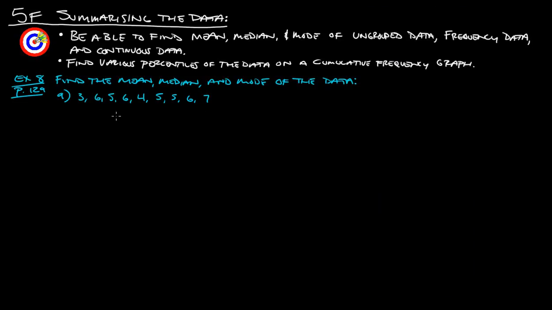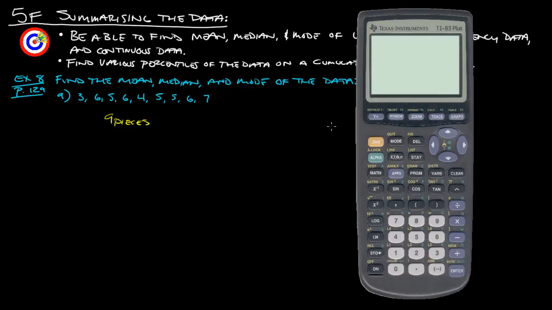Okay, so there's 9 pieces. P-I-E-C-E-S. Good spelling. Okay. So let's add this all up.